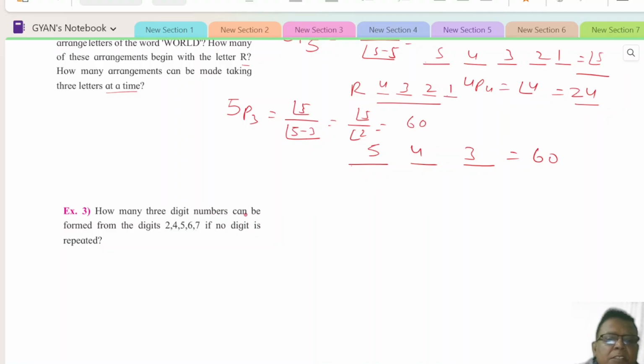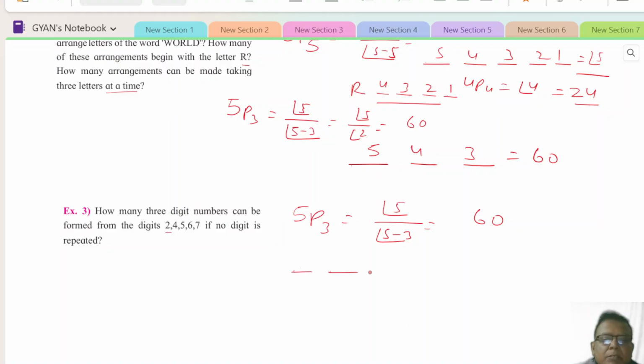So how many 3-digit numbers can be formed from 2, 4, 5, 6 if no digit is repeated? So that is 5 numbers. So 5P3. So that is factorial 5 divided by factorial 5 minus 3. That is 60. Or you can solve by this one. At a time you have to take how many digits. Confirm no digit is repeated.